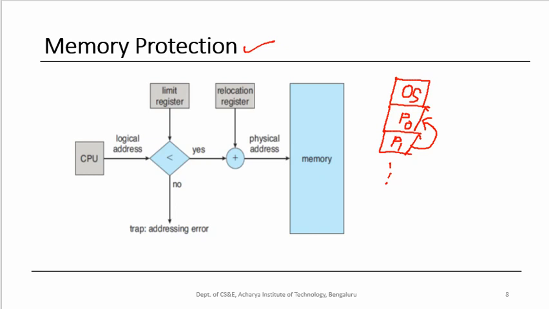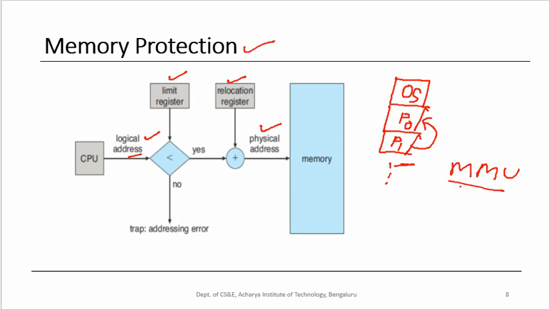How does the operating system do this? First of all, the central processing unit generates a logical address which cannot be used in as-is form to reference the memory location. This logical address has to be mapped to a physical address. This mapping is done by a hardware unit called the memory management unit. This memory management unit gets the support of the relocation register and limit register for memory protection.